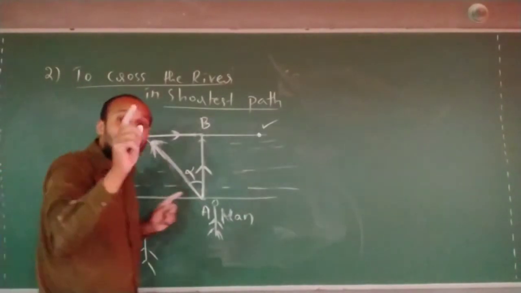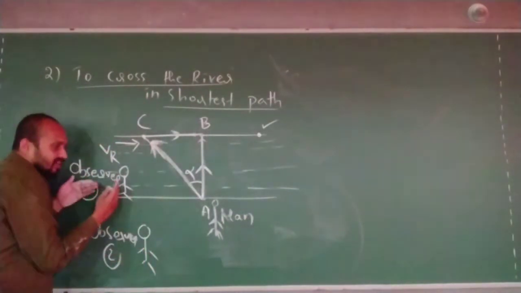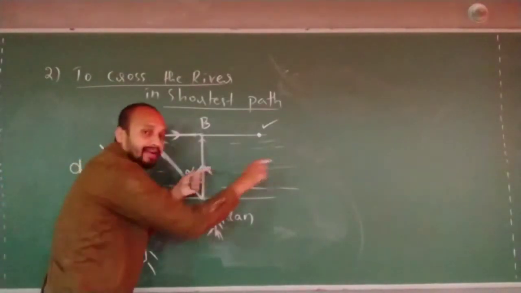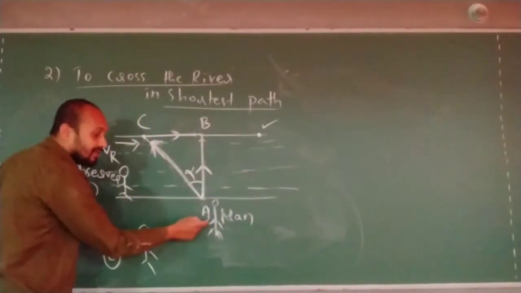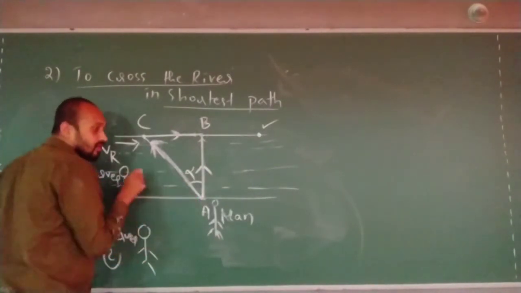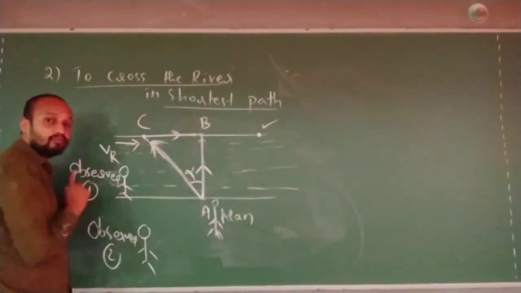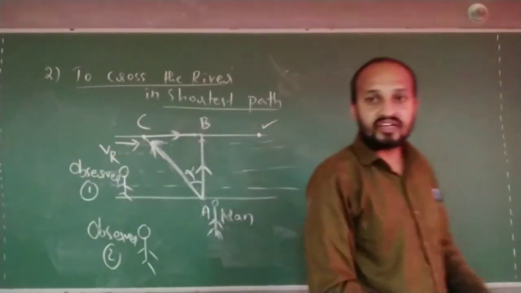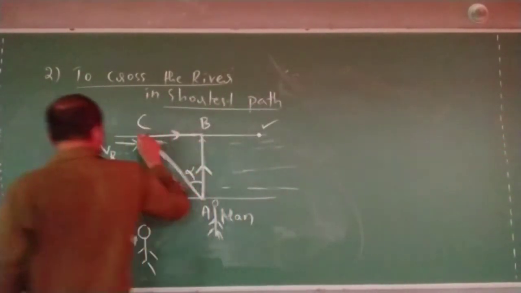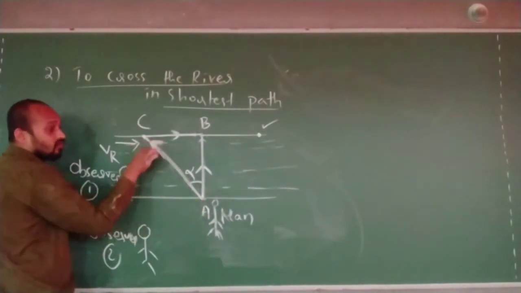When observer 1 sees the man, this man will look like he is at rest. Yes or no? Why? Because he is also moving to the right side, he is also moving to the right side. When both are moving right, for observer 1 the man will look like he is at rest. So the velocity along the river is the same for the man as well as observer 1. Are you understanding? The velocity of the river acts on the man and observer 1. That is why for observer 1, the displacement will look like this.